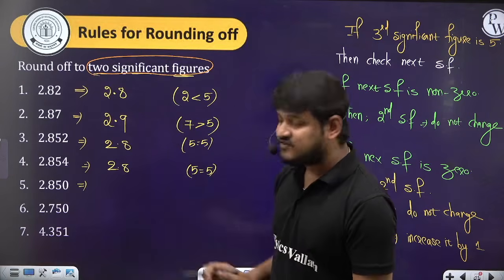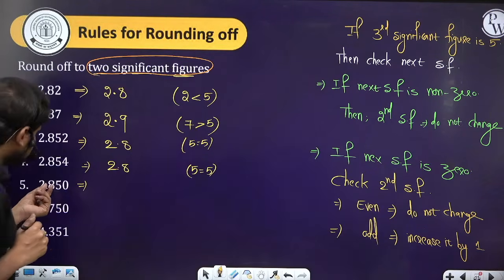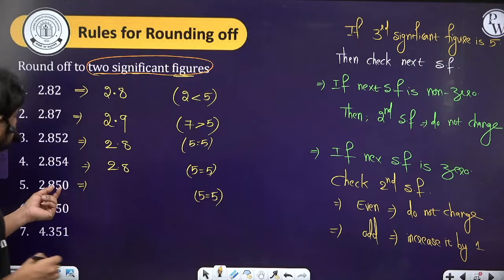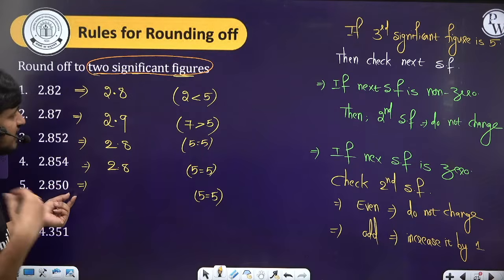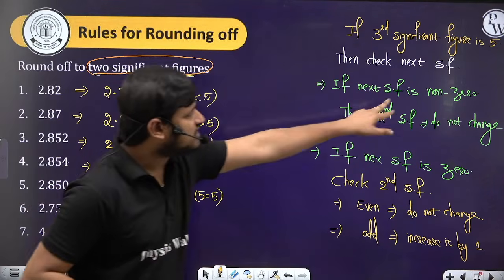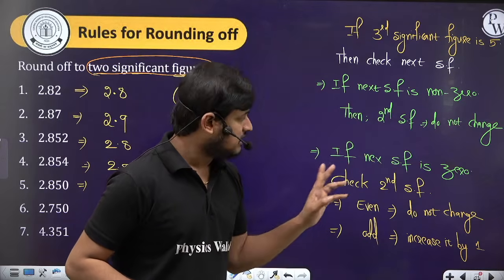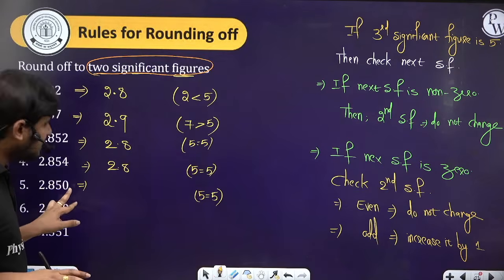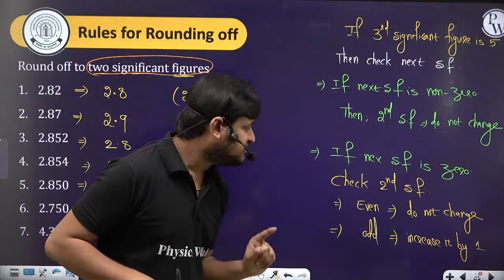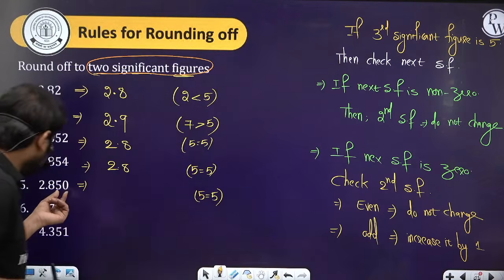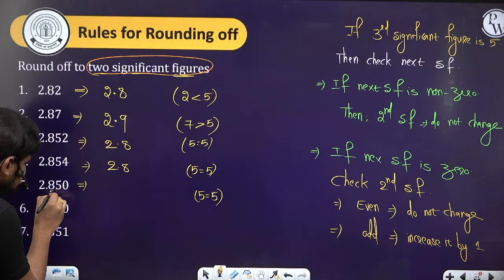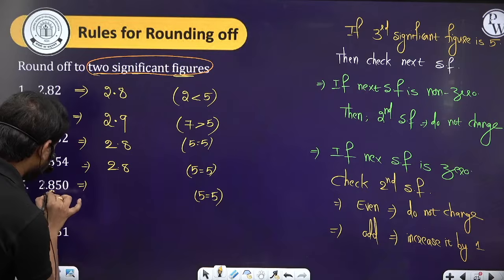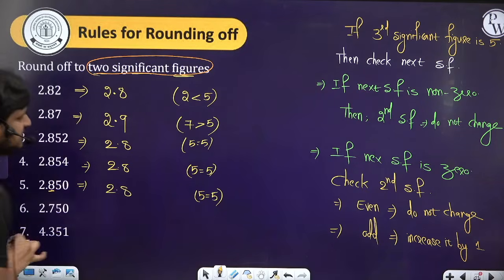Now go for the next one, 2.850. Here the third one is 5, and here also 5 is equal to 5. So you should go for the next one. The fourth significant figure is 0. If it is non-zero, we do not change the second significant figure. But if the next one after 5 is 0, then check the second significant figure. If it is even, keep it as it is. Here 8 is even, right? So keep it as it is, 2.8 only.